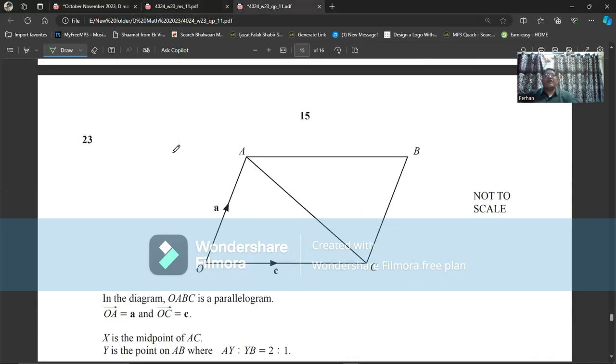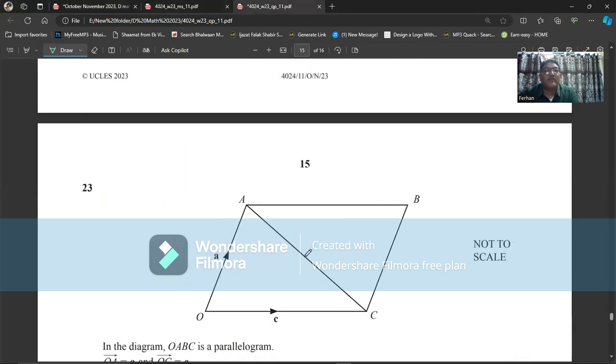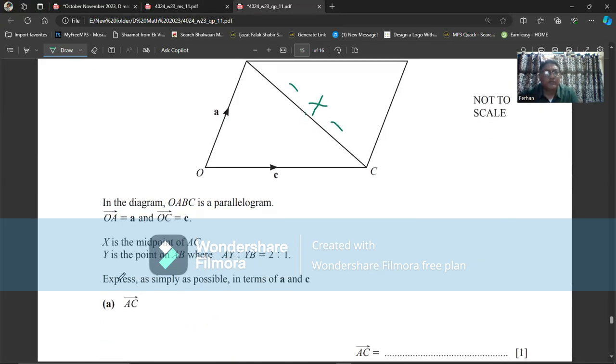Question number 23 is on your screen. He says, in the diagram, OABC is a parallelogram. OA is represented with the vector A and OC is represented with the vector C. He says X is the midpoint of AC. So here somewhere we have X. Okay, this is the midpoint. So this is 1, this is 1 ratio. The ratio is 1 to 1 because this is the midpoint.